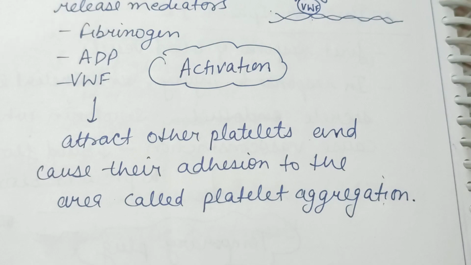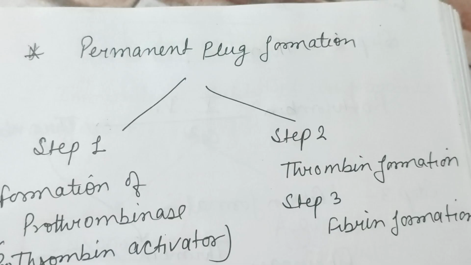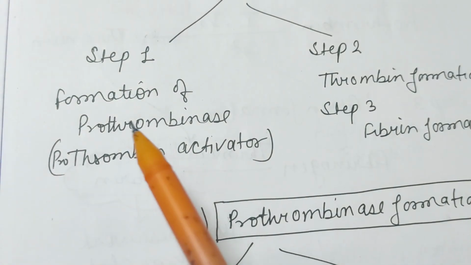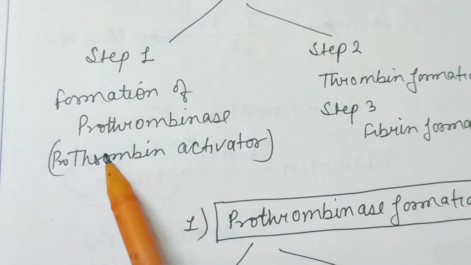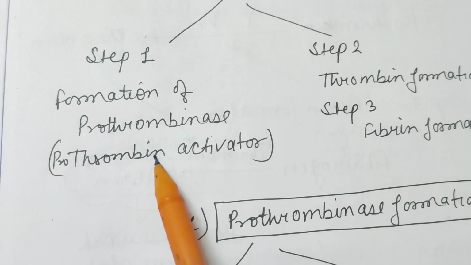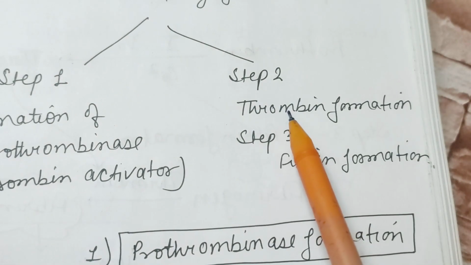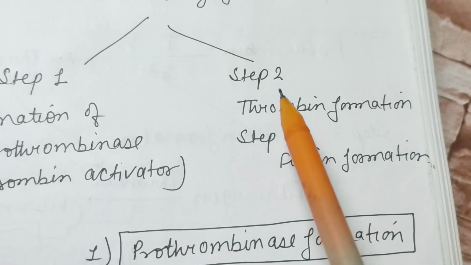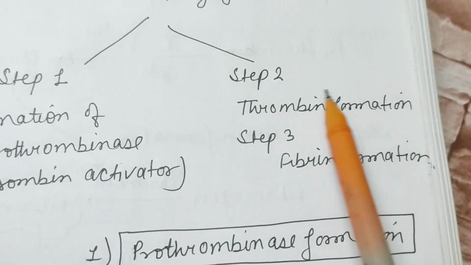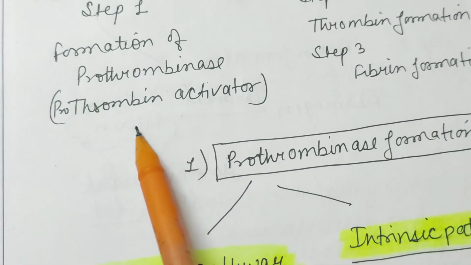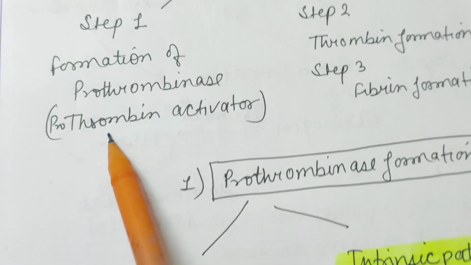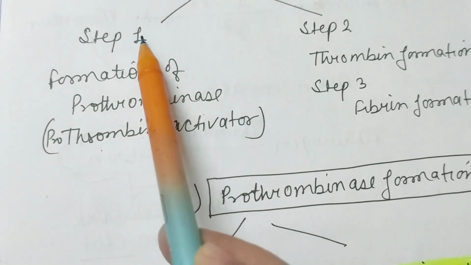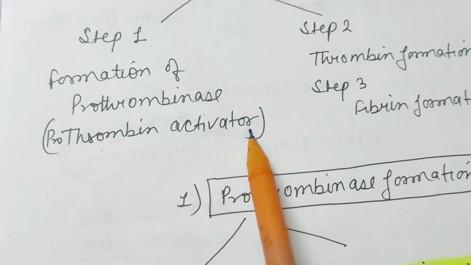Now the next step is how the permanent plug is formed. In permanent plug formation, step 1 is that we need something which can activate prothrombin to make thrombin. And at last, why do we need thrombin? We need thrombin to make fibrin from fibrinogen. To achieve this we need prothrombin, and ultimately we need an activator of prothrombin. So the first step is the prothrombin activator step.